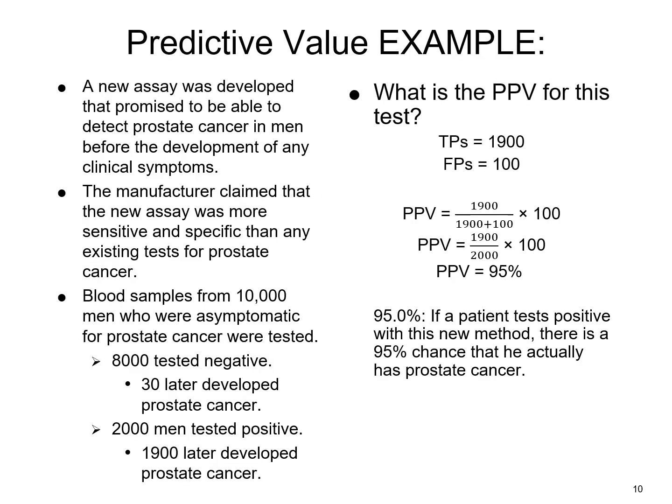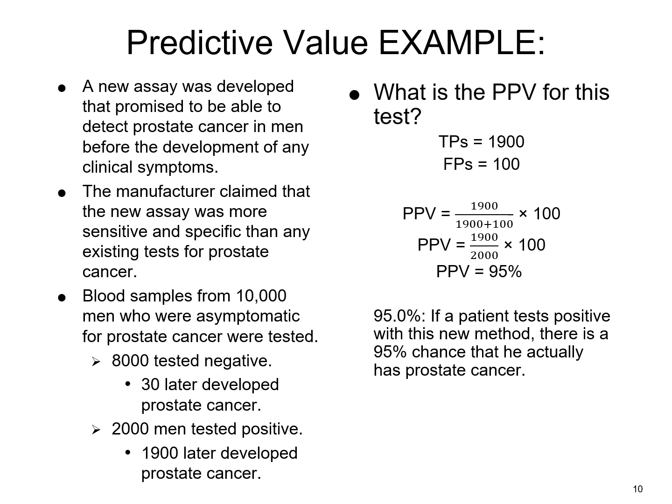So here we have an example. A new assay was developed, and the manufacturer is promising that it's going to detect prostate cancer way before any sort of symptoms ever developed. Because they're claiming this, they're basically stepping out there and saying that it is more sensitive and specific than the other tests that are out there on the market. So they've got to do the studies and they've got to present the data to prove this.